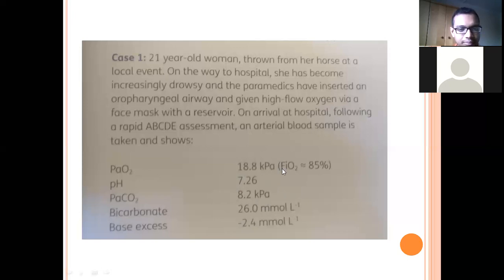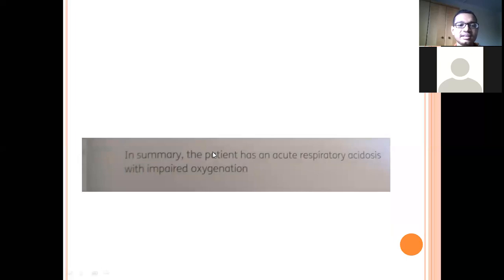And if we look at the carbon dioxide, how much oxygen is this lady on? 85% oxygen we are giving in addition. So how much do you expect from her? Minus 10. That's 85 minus 10 is 75. As we are giving high flow oxygen, we expect at least 75 kilopascal of oxygen, but she is only having 18.8 in the arterial gas. That means surely it's hypoxemia, less oxygen here. So the diagnosis will be acute respiratory acidosis with impaired oxygenation.